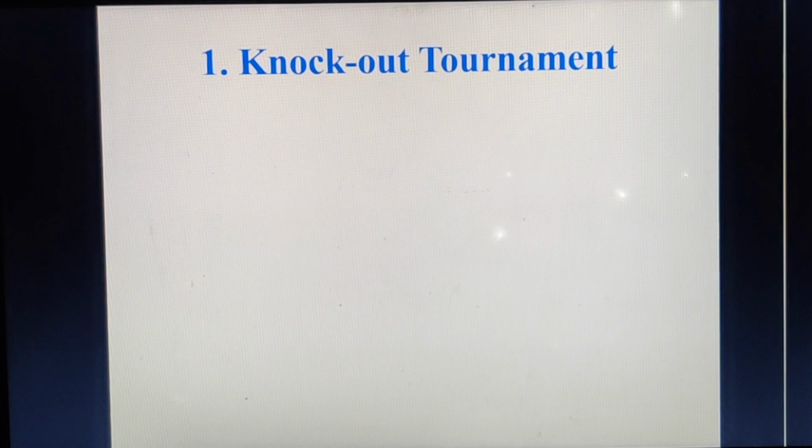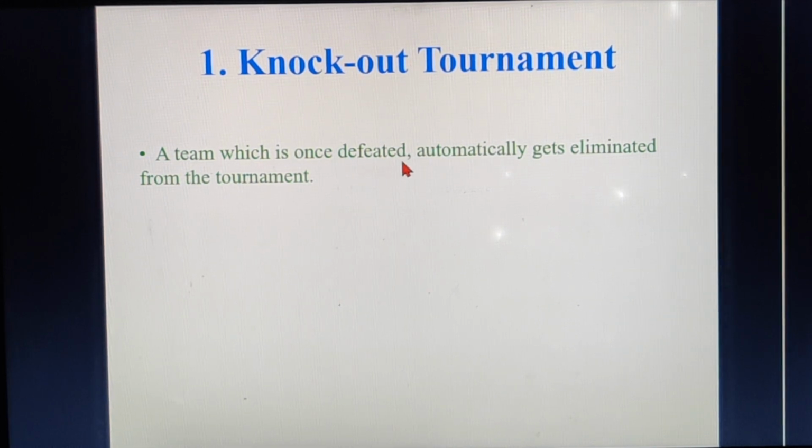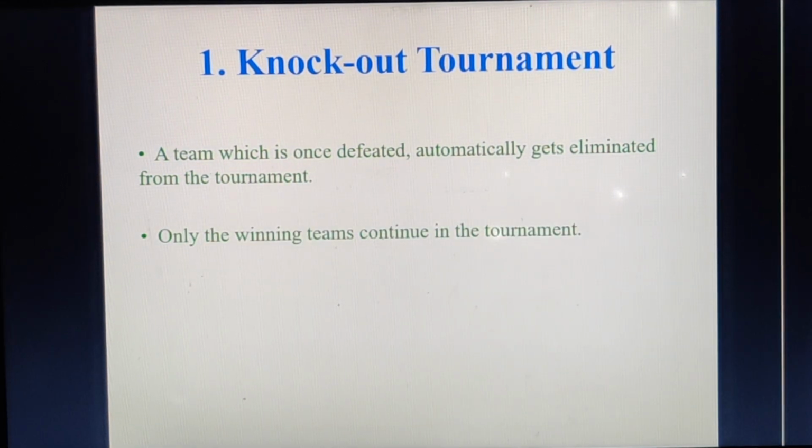Let's understand what a knockout tournament is. Please keep your notebooks and your pencil or pens ready so that you can mark them. First, a team which is once defeated automatically gets eliminated from the tournament. By the word eliminated, we mean that any team which participates cannot participate anymore. That means they won't be taking part further in case they lose a match, that is, in case they are defeated. Second pointer is that only the winning teams continue in the tournament. So whoever wins the match, they continue.